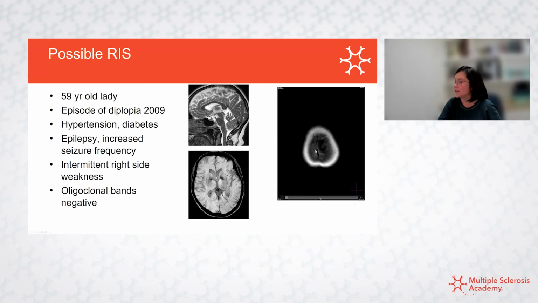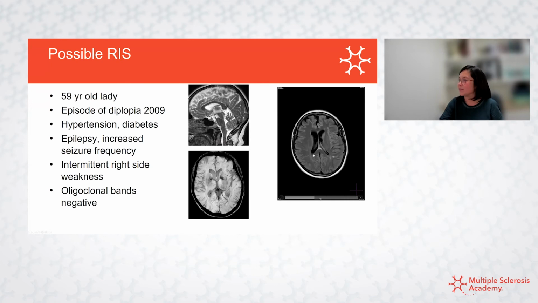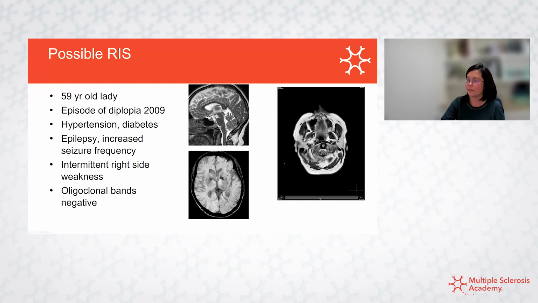Sorry, I can't get this started if I don't change my pointer. And you'll see that she's got subcortical lesions, periventricular lesions, as well as a lesion in the dorsum of her pons, so in the left superior cerebellar peduncle. The rest of her infratentorial brain was clear of lesions. She was oligoclonal band negative.